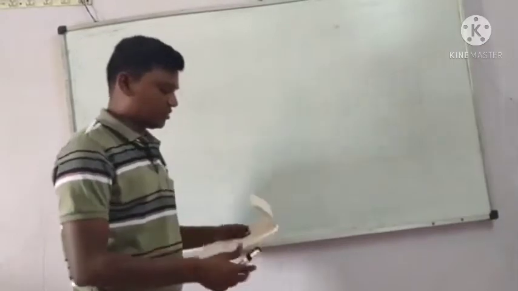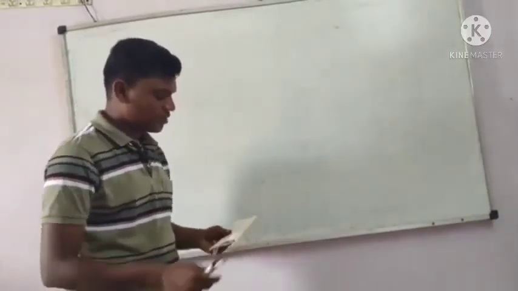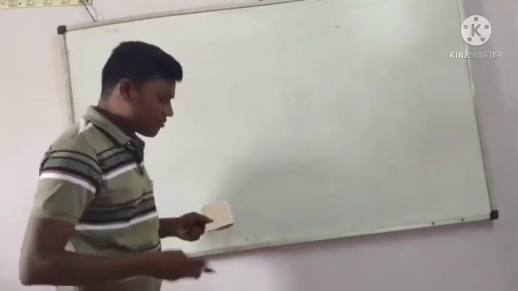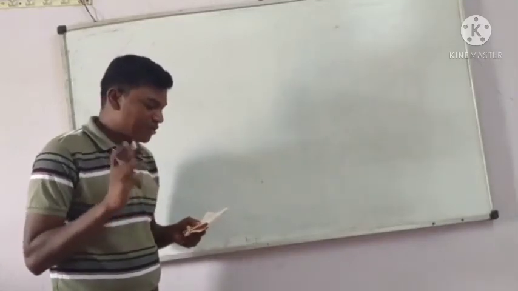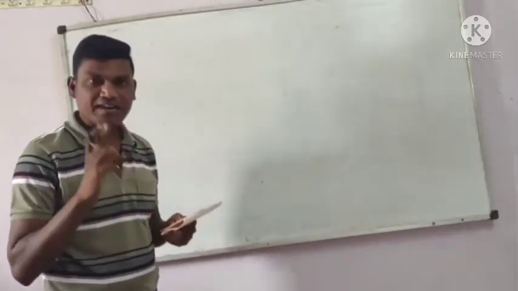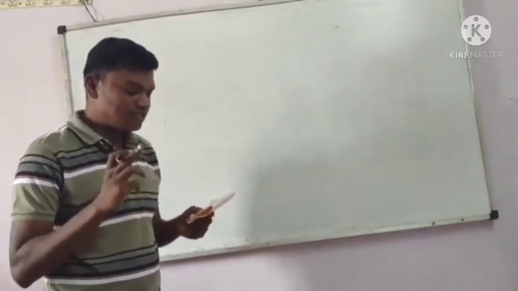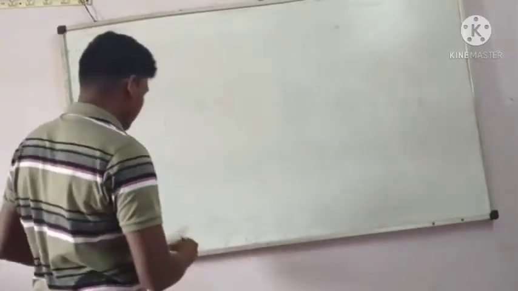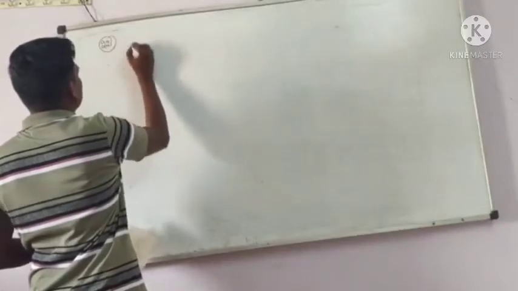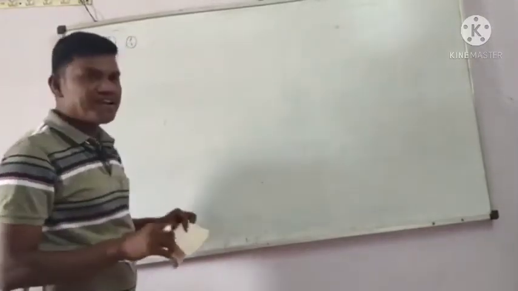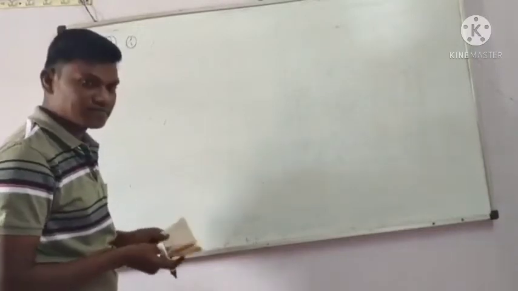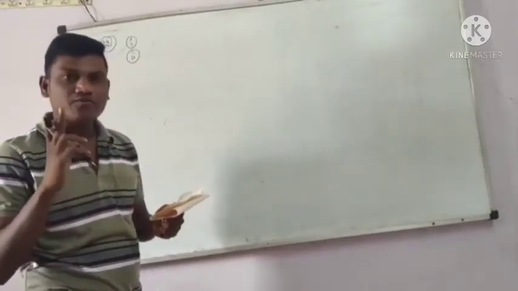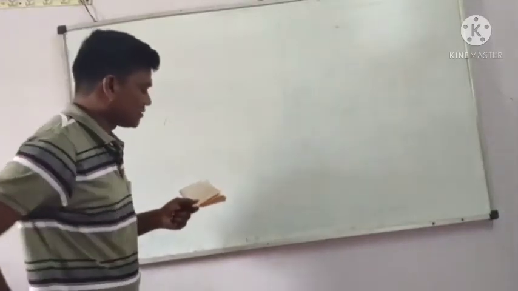Next, in section 3, question number 22. A boy who is suffering from an eye defect has been given a prescription of -2D. Based on this information, answer the following. Two questions are given: first, identify the eye defect he is suffering from, and second, write the nature and focal length of the lens.